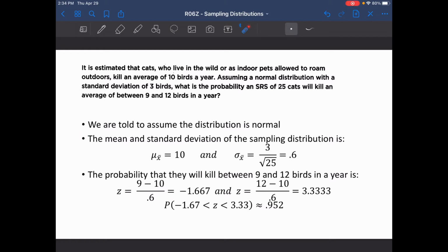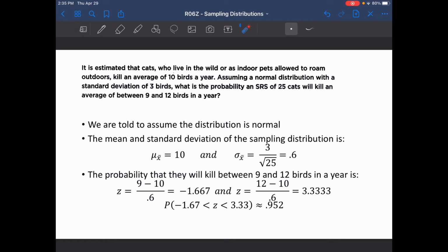When we want to determine the mean for this problem, we know that the sample mean is going to represent our population mean, which is that on average they kill about 10 birds a year. And our sample standard deviation is going to be represented by our population standard deviation, which is 3, divided by the square root of the total number in the sample, which is 25, which gives us a standard deviation of 0.6. From there, we can determine what the actual question is asking, which is the probability that they will kill between 9 and 12 birds in a year.